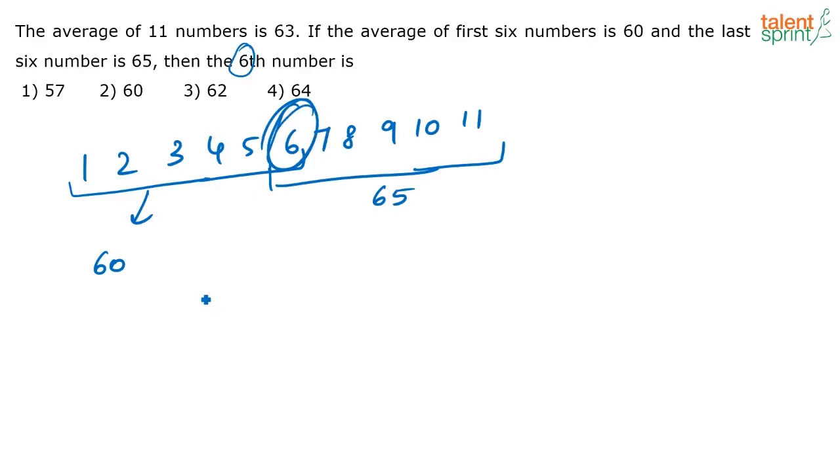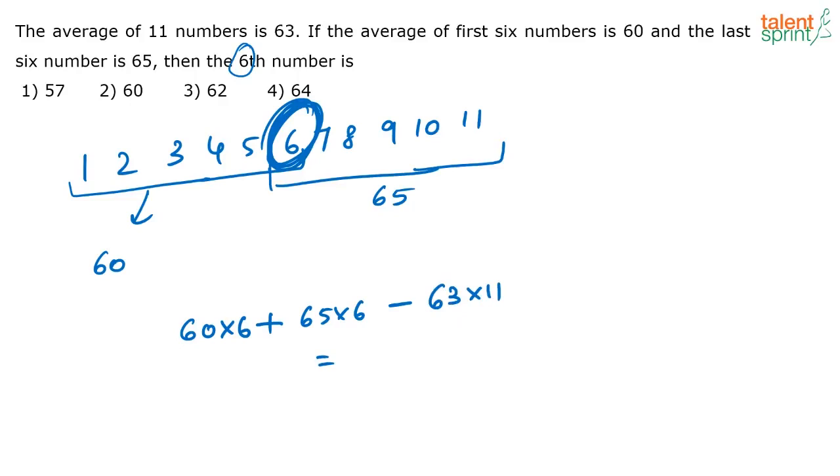You have to find the sum of the first 6 numbers, that is nothing but 60 into 6, plus the sum of the next last 6 numbers, that is 65 into 6. So when you do this, in the final answer that you get, the 6th number, whichever is the 6th number, will be added twice. So minus the actual sum. If you do that, you will get the 6th number.